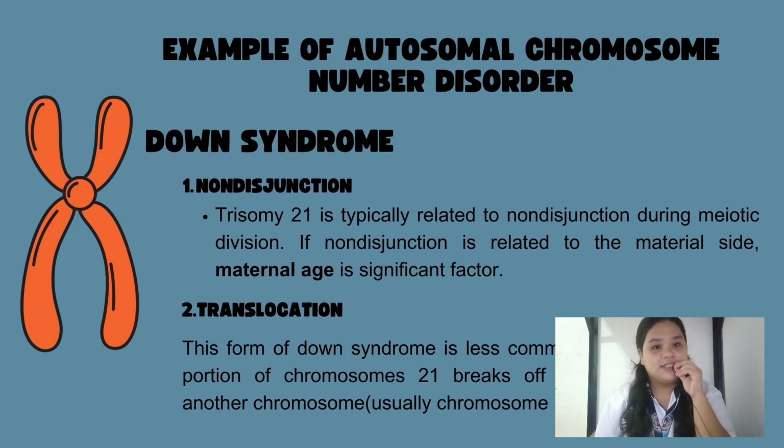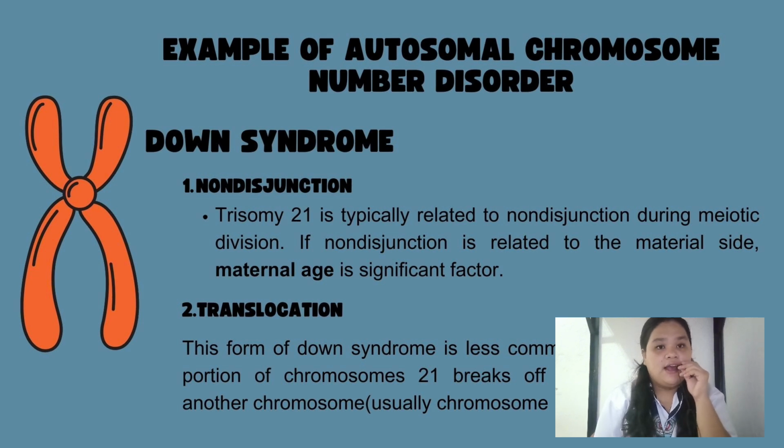First, we will discuss the non-disjunction. So, trisomy 21 or tinatawag nating Down syndrome is typically related to non-disjunction during meiotic division. If non-disjunction is related to maternal side, maternal age is a significant factor.